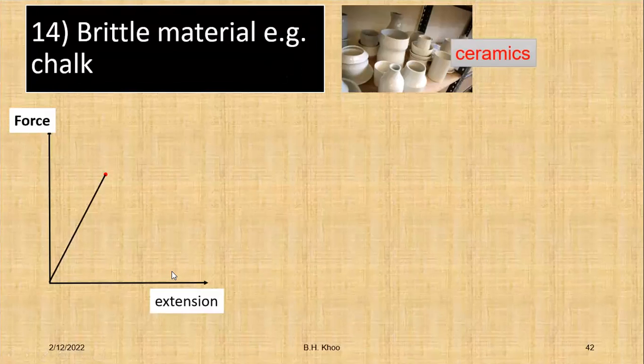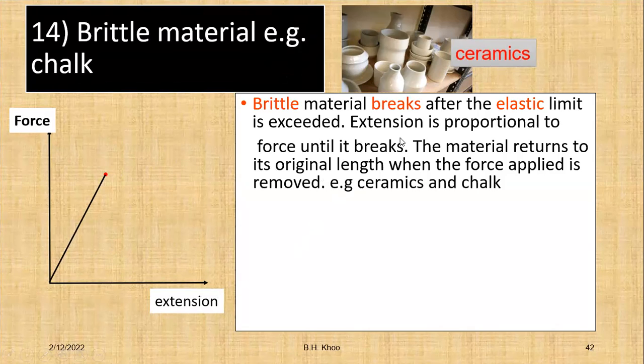Right? So far we have gone through ductile material, brittle material, ceramic. The force extension graph is that way, a straight line. Remember, you can call it a force extension graph or you can call it a stress strain graph, same thing, same shape. Only the magnitude is different, but we are not interested in magnitude here. Brittle means it breaks after the elastic limit is exceeded, but extension is proportional to force until it breaks. Always a straight line, and this is the elastic limit. That means the material will return to its original length when the force applied is removed. So examples of this material will be your chalk or ceramic.